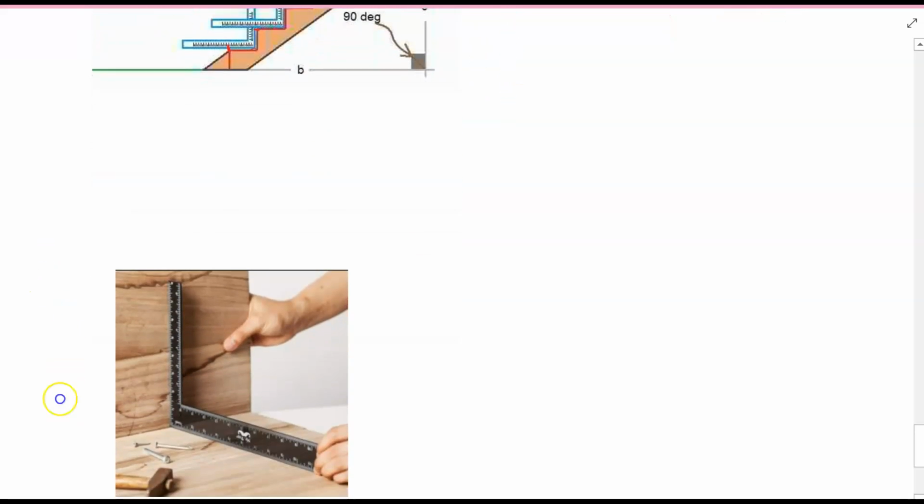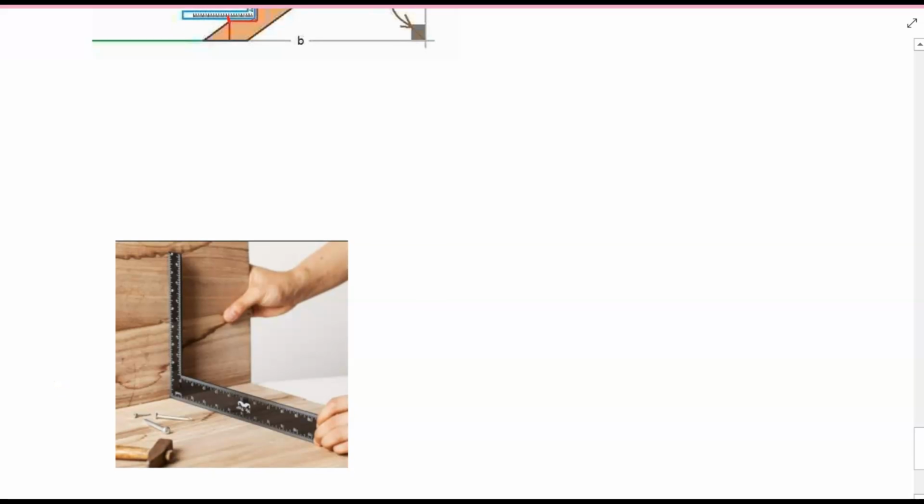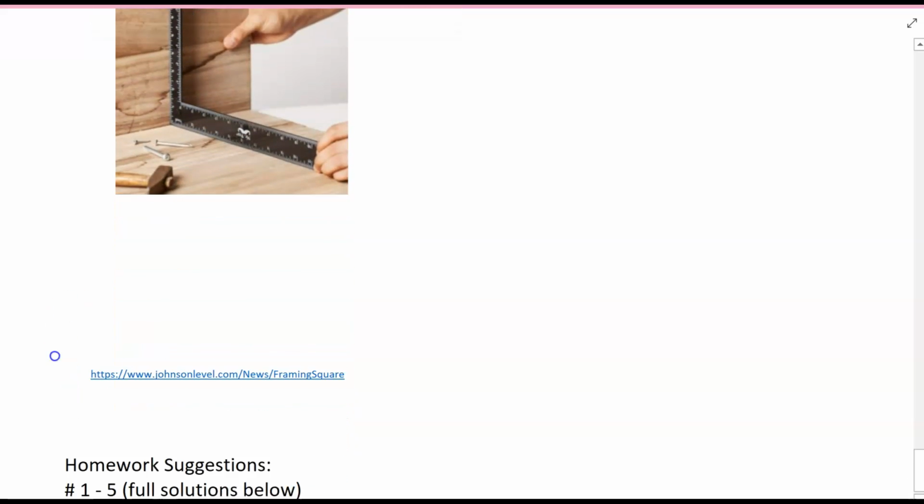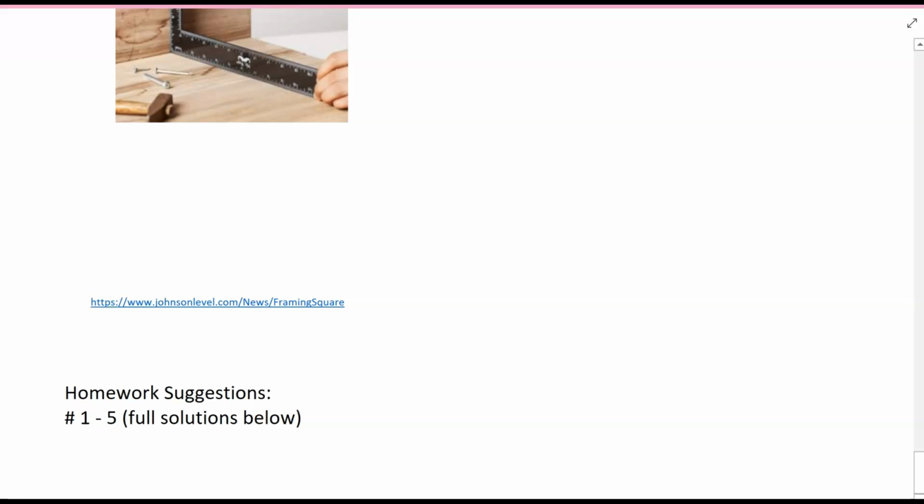You can use a framing square to square up a board beside another one before securing them together. So great way to make sure you're holding it square. The homework suggestions, we're just working on the common rafter portion of the framing square. I didn't get into the pitch part for this section. So just numbers 1 to 5. Now, since only the odd numbers are in the back of the book, you will see the full solutions of 1 to 5 posted below. That's all for now.